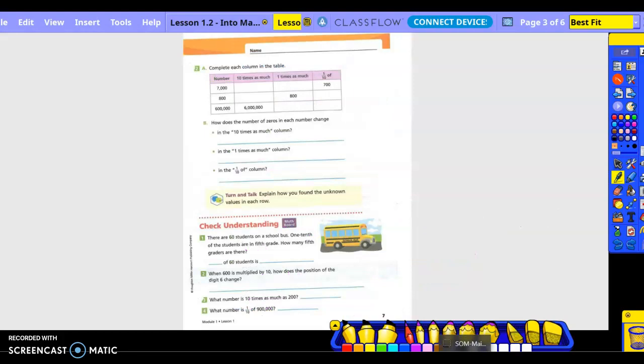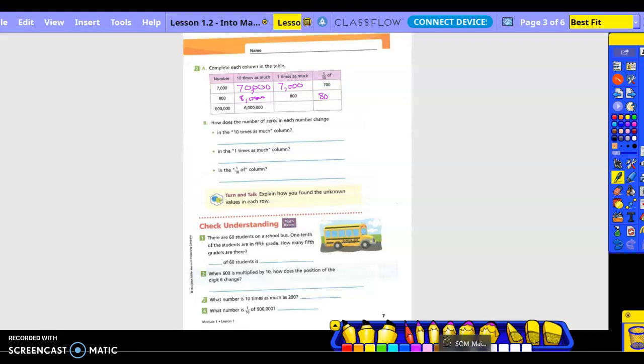If I took 10 times as much as 7,000, I'm going to do what? Add a 0, so I'm going to have 7 and then 4 zeros. And then come back and add in my comma, so I have what? 70,000, right? 1 times as much, I'm going to have 7,000 because you get the same number, right? Okay, 800 times 10, I'm going to add a 0, so I have what now? 8,000. Okay, and then 1/10 as much. Do I add a 0 or drop a 0? Drop a 0, so that one would be 80.